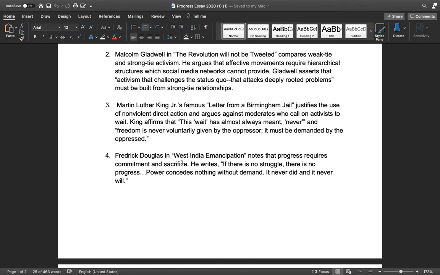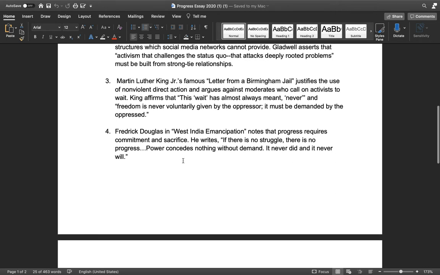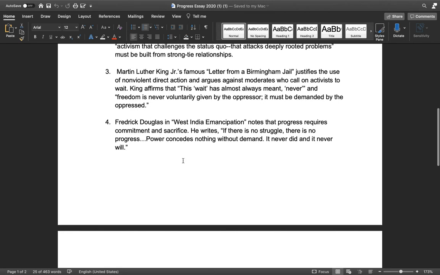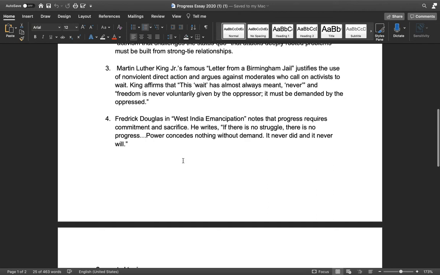Similarly, Frederick Douglass, in his famous West India Emancipation speech, notes that progress requires commitment and sacrifice. His famous quote is, "If there is no struggle, there is no progress. Power concedes nothing without demand. It never did, it never will."